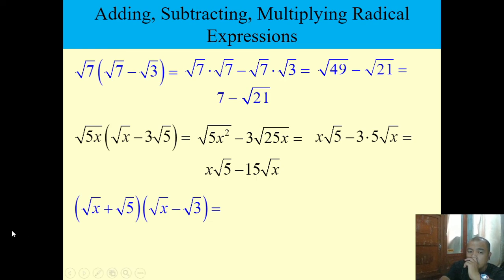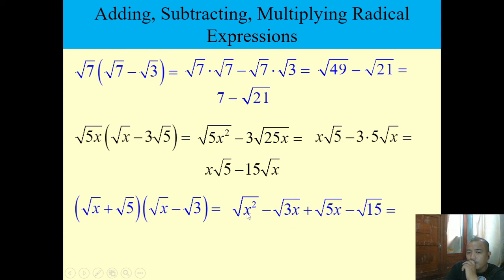Next, we can answer this by FOIL method, or since they are the sum and difference of two numbers, we just square the first term minus the square of the second. I'm sorry, I thought this is 5. So we use the FOIL method to multiply this. First term, square root of x squared. Outside term, square root of 3x minus. Inside terms, plus square root of 5x minus last term, square root of 15.